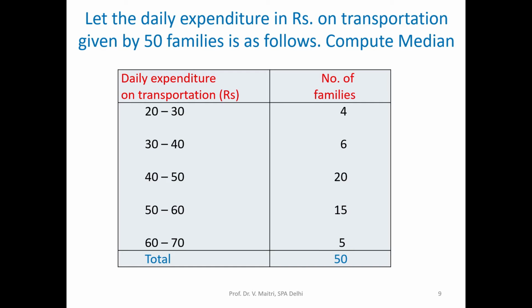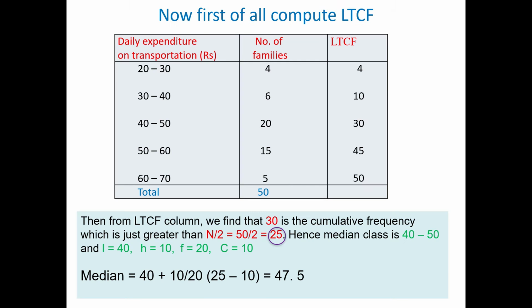Let the daily expenditure in rupees on transportation given by 50 families be as follows. Compute the median. The classes are 20-30, 30-40, 40-50, 50-60 and 60-70, and data of 50 families is being given to us. First of all we compute the less than cumulative frequency: 4, 10, 30, 45 and 50.